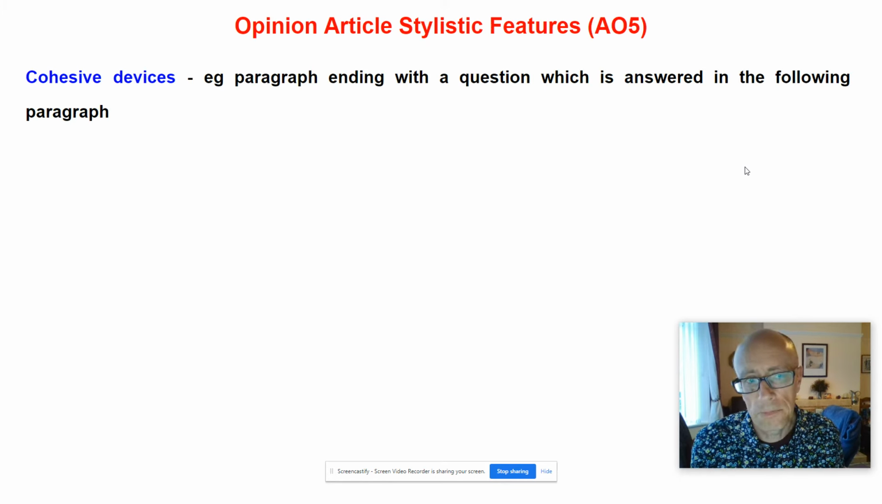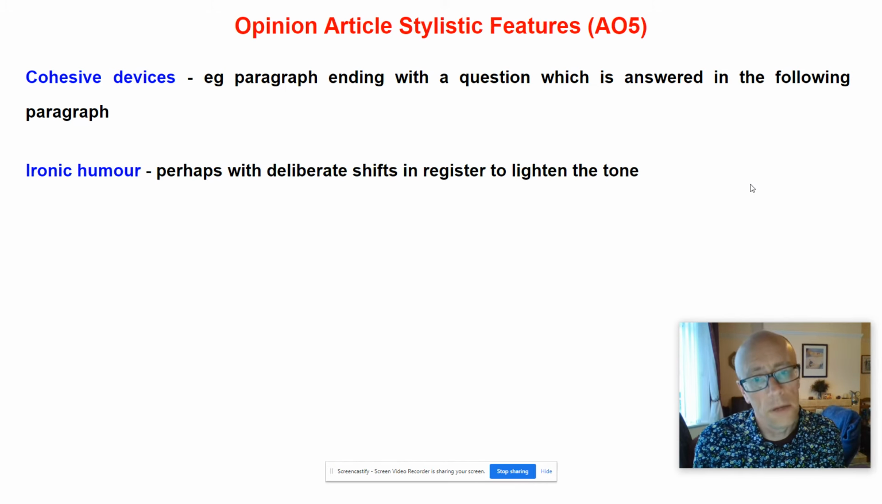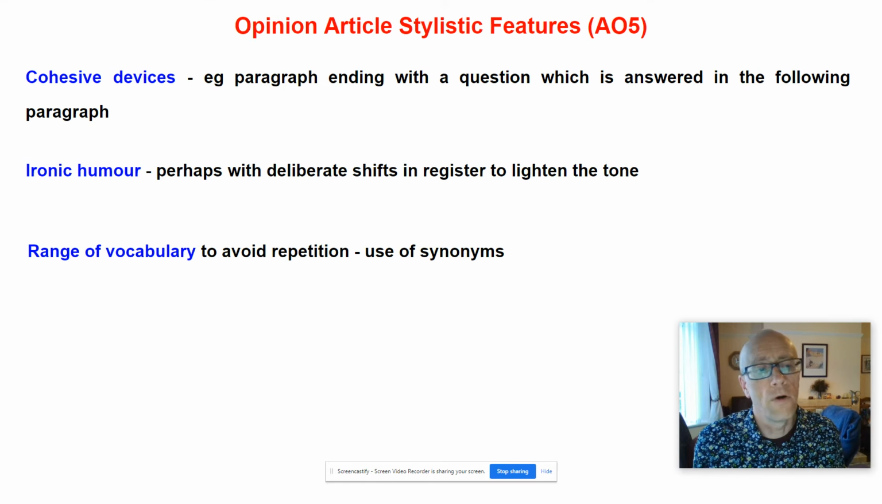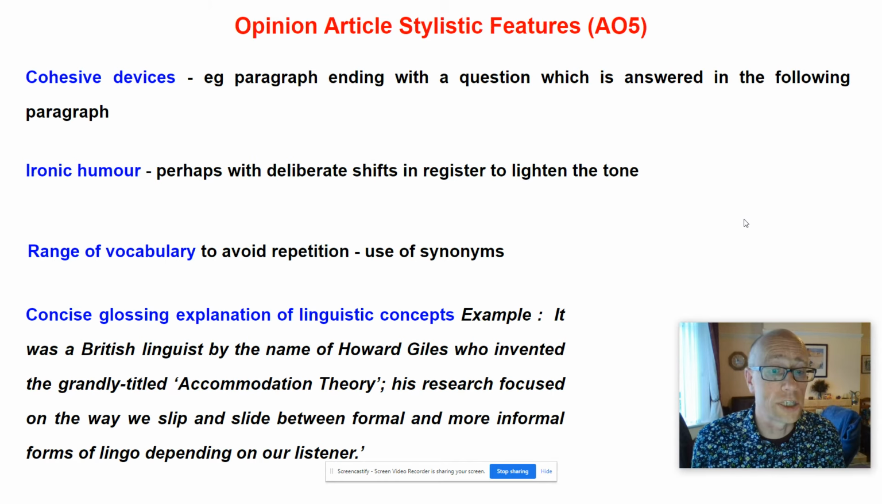You need cohesion. So you need all sorts of cohesive devices which are going to glue together bits of the writing. So an obvious example would be putting a question at the end of a paragraph so that the reader is led on to read the beginning of the next paragraph. Humour is good. So you might create humorous effects by doing some kind of deliberate shifts in register to lighten the tone. Obviously, you need a range of vocabulary, so you don't want to be repeating a key word in a paragraph more than once. So think of different synonyms that you can use to keep the expression really interesting.